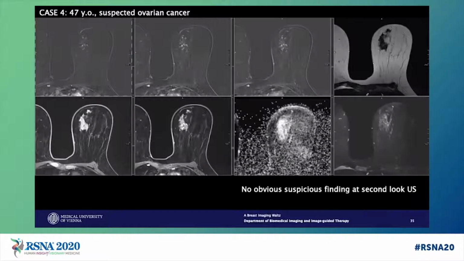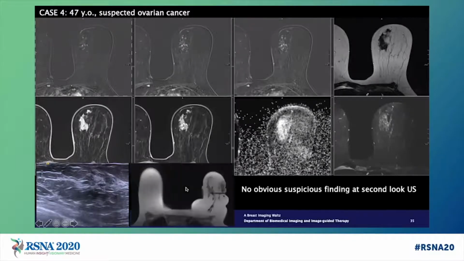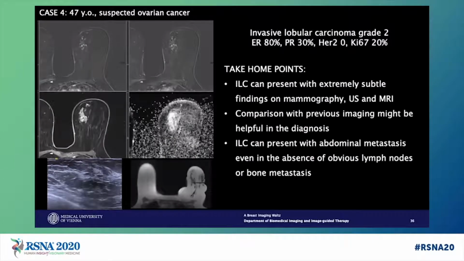We performed again a second look ultrasound, but we didn't find any obviously suspicious correlate for these small masses visible inside this parenchyma, and we decided to go for MRI guided biopsy because we were not sure whether this was all cancer or whether only these small lesions were cancer, or all areas were cancer. And so we thought an MRI guided biopsy targeting the most enhancing parts was actually safer to figure out what this lesion was, and the final diagnosis was actually an invasive lobular carcinoma grade 2.